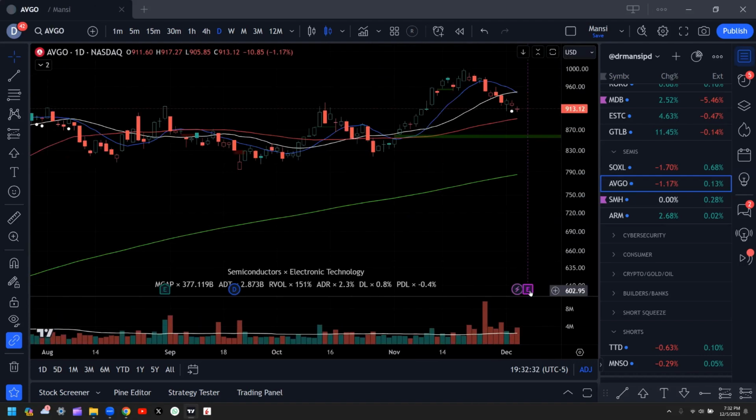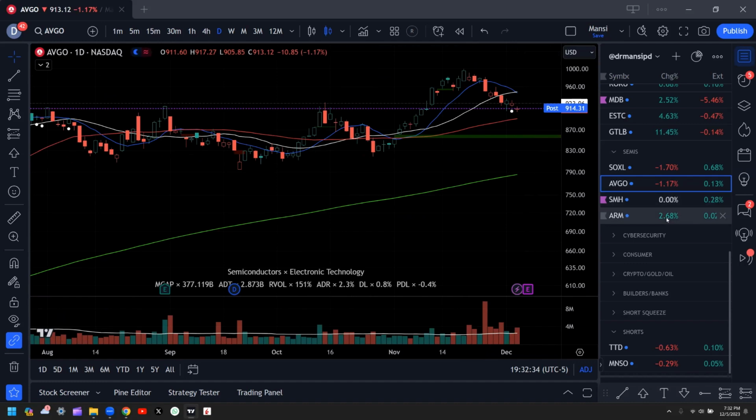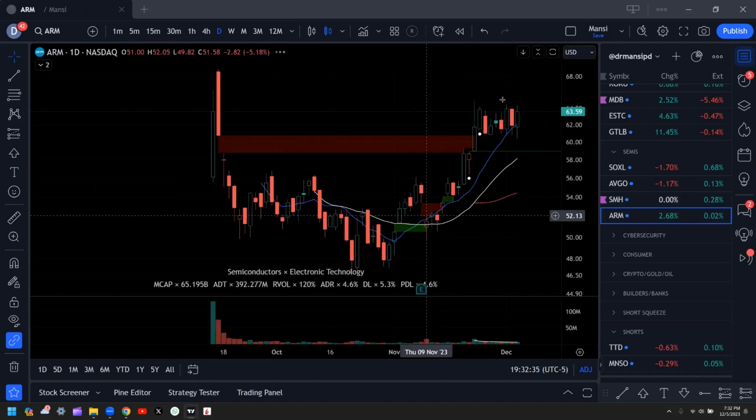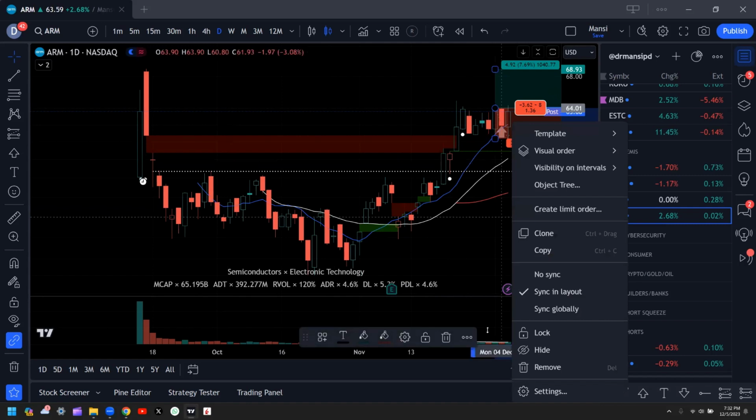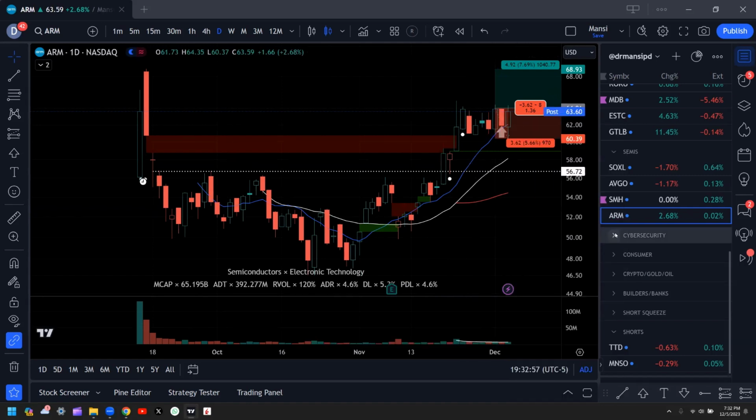AVGO is another one, but it has earnings tomorrow, so I'm not going to go through it. ARM is one of these IPO semis, which is looking so constructive and so beautiful. I was looking for an entry in this yesterday. It just didn't move anywhere, so I cut it out at break even. And it's gotten a bit wide and loose. If it gets tighter, I would absolutely be interested in this. That's why it's on my master watch list.